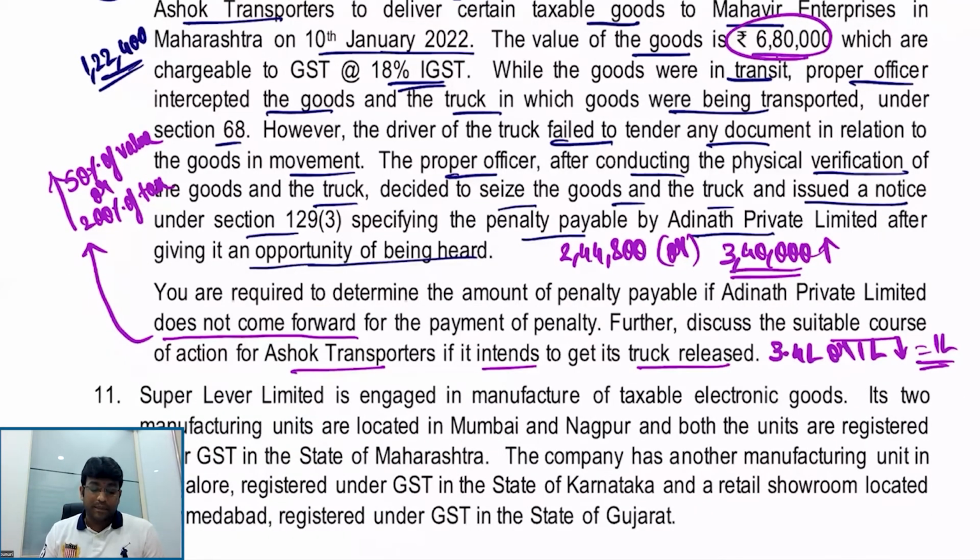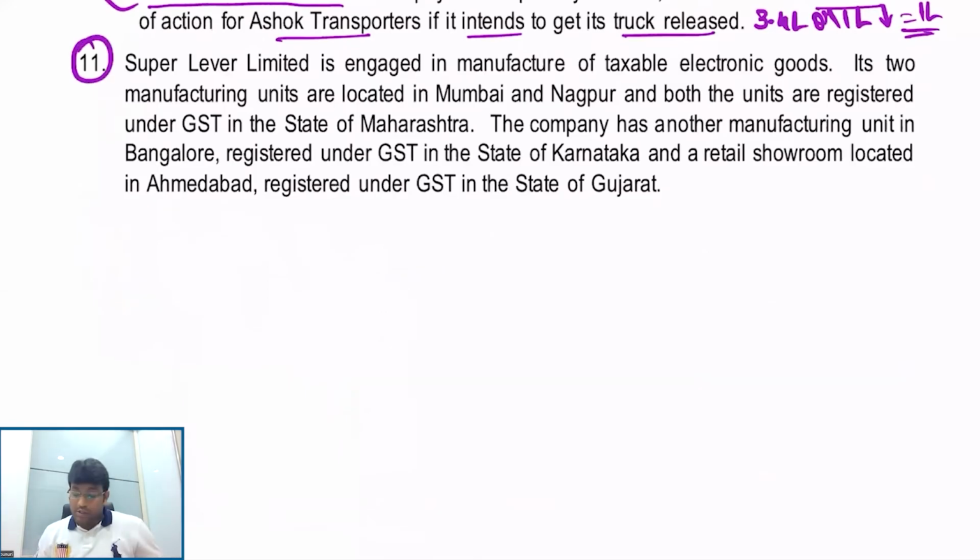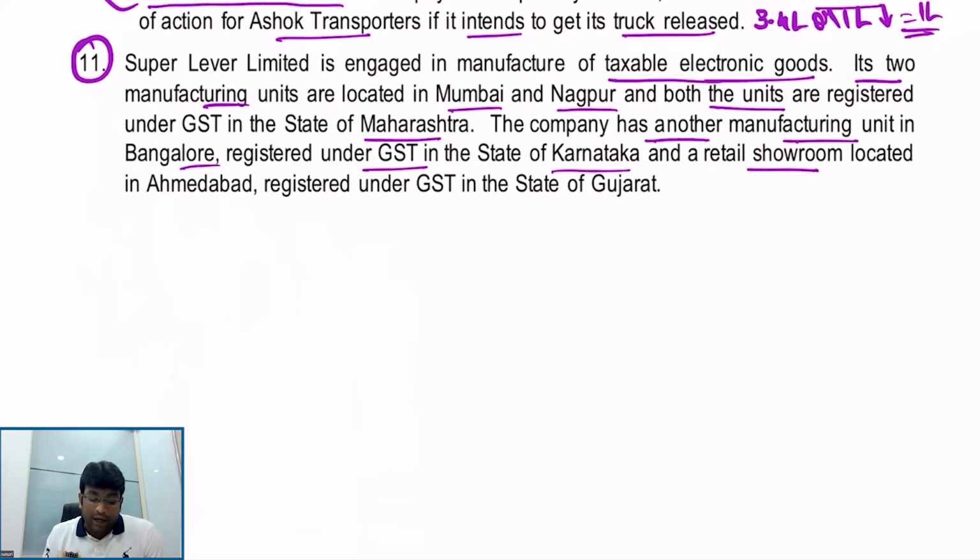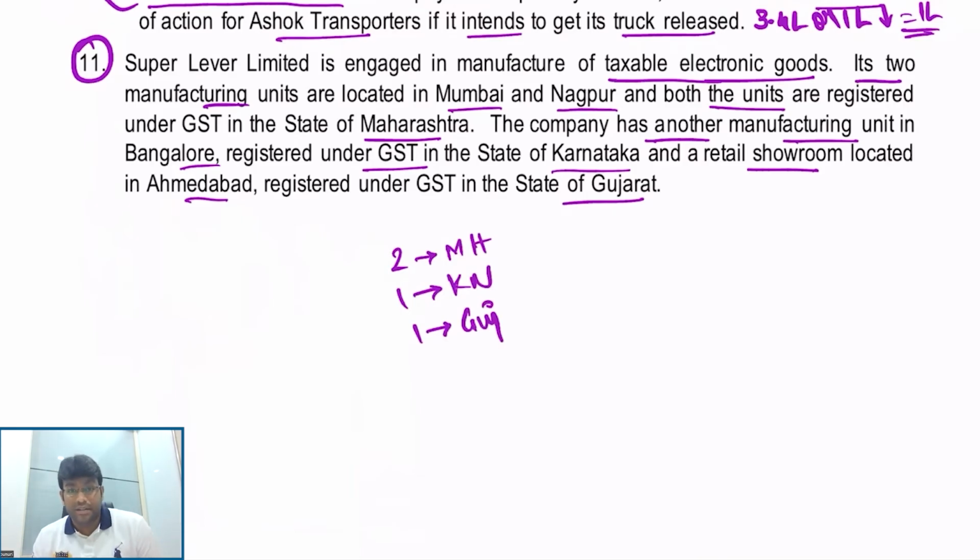Small, simple question. Next, 11th question. Super Lever Limited is engaged in manufacture of taxable electronic goods. Its 2 manufacturing units are located in Mumbai and Nagpur, and both are registered in the state of Maharashtra. Company has another manufacturing unit in Bangalore, registered under GST in the state of Karnataka, and a retail showroom located in Ahmedabad, registered in the state of Gujarat. So there are 2 units in Maharashtra, 1 unit in Karnataka, and 1 unit in Gujarat. Be careful.